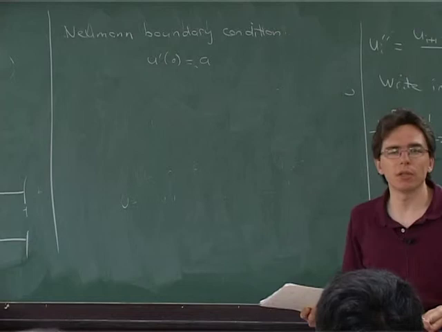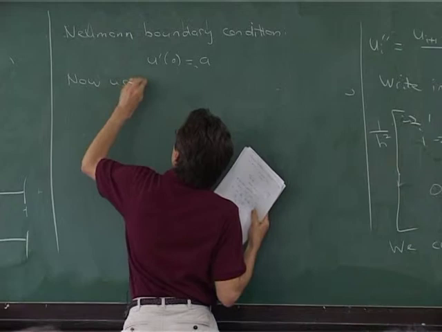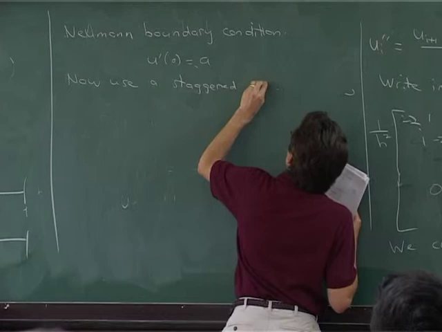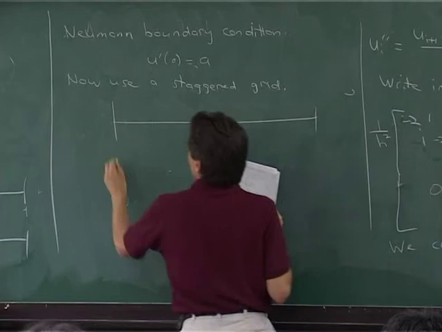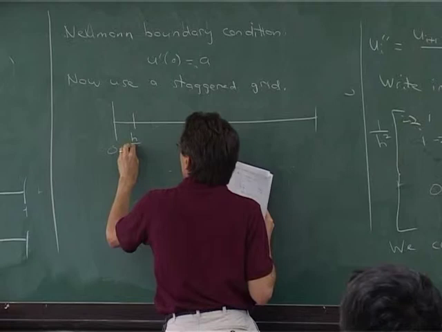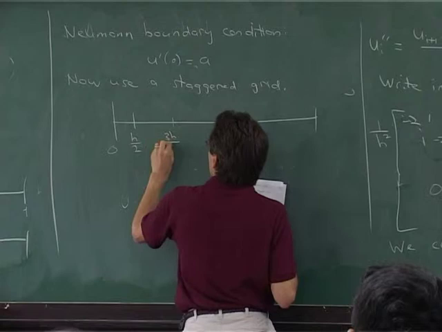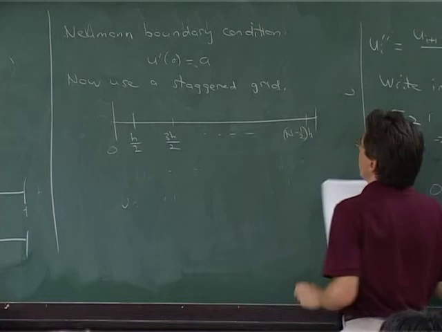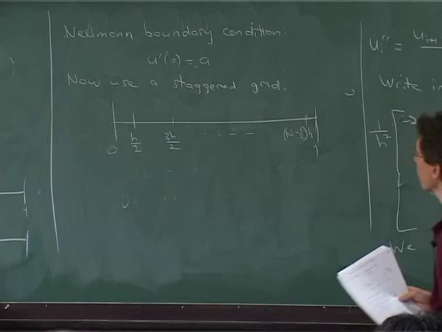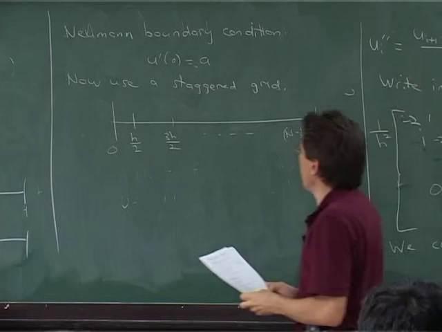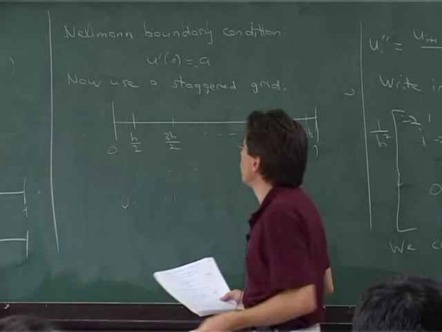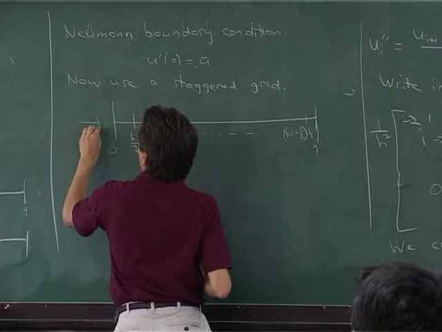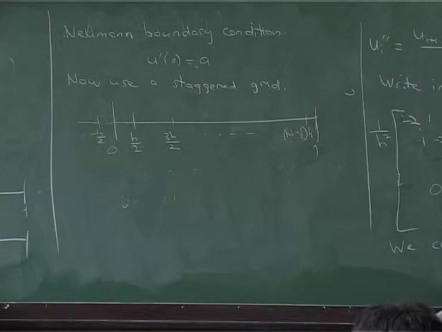So now the boundary is at 0, but your first point is at h over 2, and your next point is at 3h over 2. Your last point is right here, and then the boundaries. So now you have all these points which are lined up like this, but they're staggered. And now what you will do is assume the existence of some other point out here, which will allow you to impose your boundary condition.